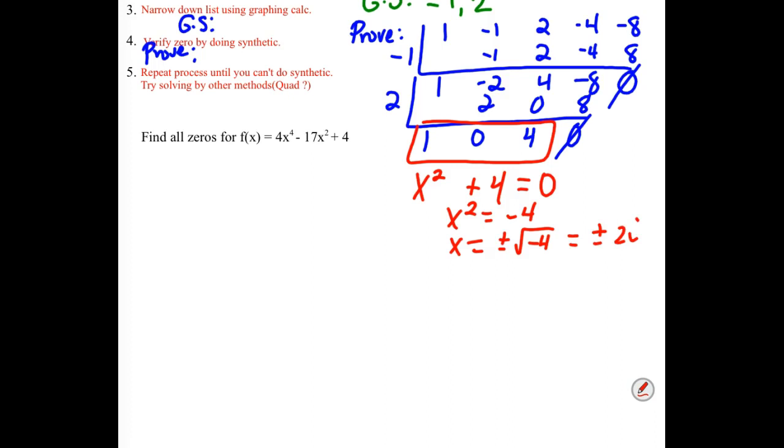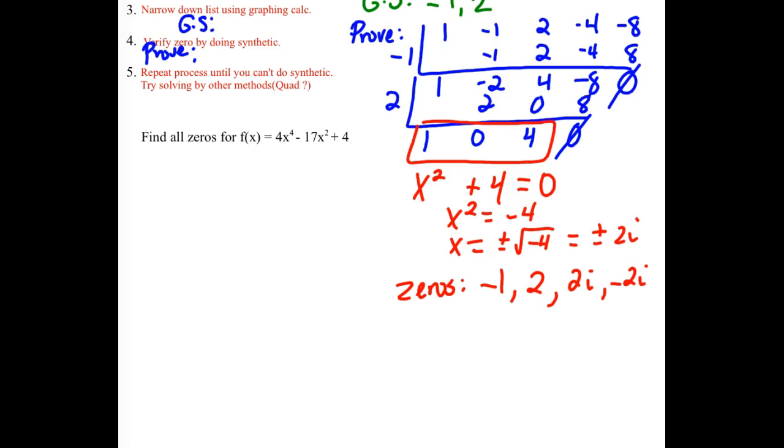Okay, so final answer. My zeros are -1 and +2. I proved those synthetically. And I found the other two, the 2i and the -2i, using factoring and square rooting. Okay? So we were looking for 4 zeros, and we found 4 zeros. All right. We're going to go through a couple of these because what happens after we get through the synthetic process is a little different on each one.